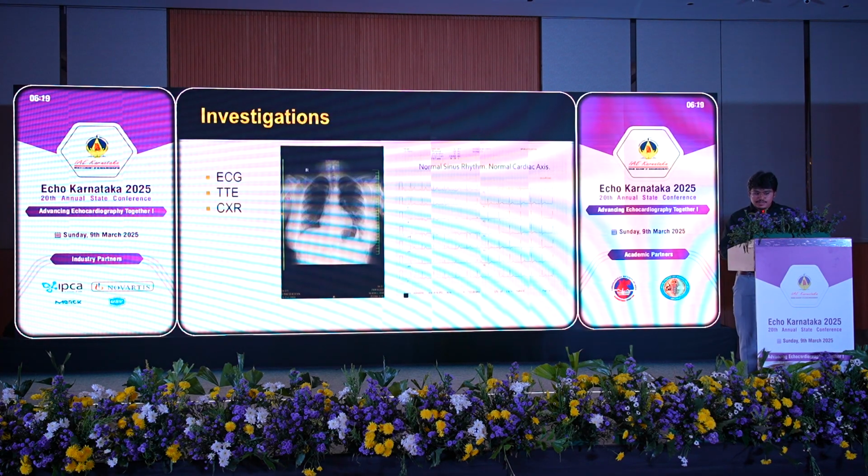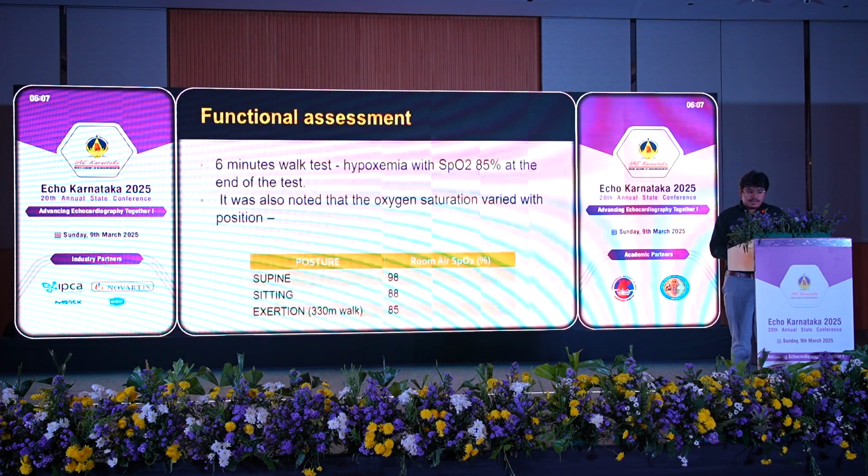We further investigated her with an ECG and chest X-ray. ECG was sinus rhythm with normal axis. Chest X-ray was also normal, and transthoracic echo was also found to be normal. Then we subjected her for a functional assessment. We did a 6-minute walk test.